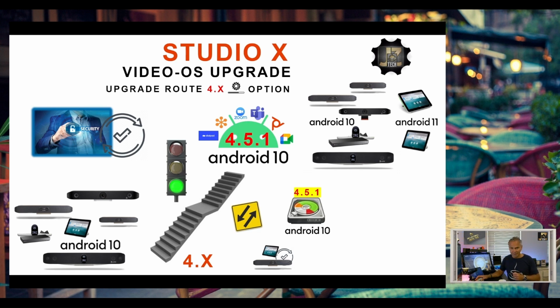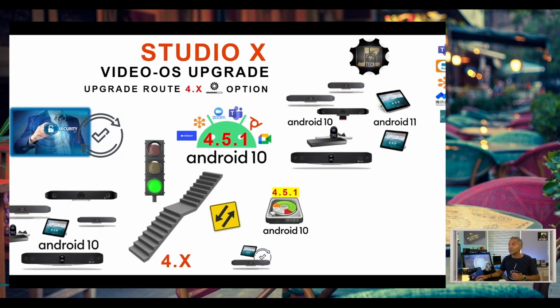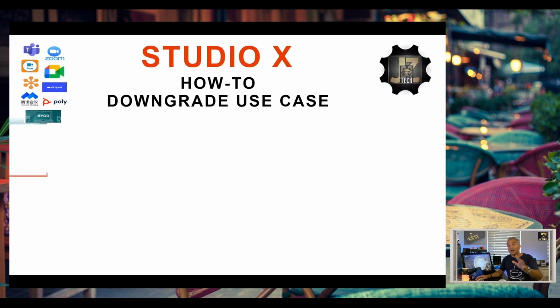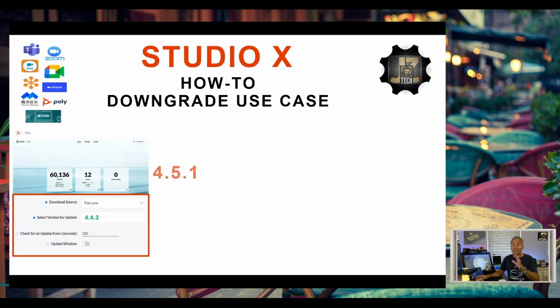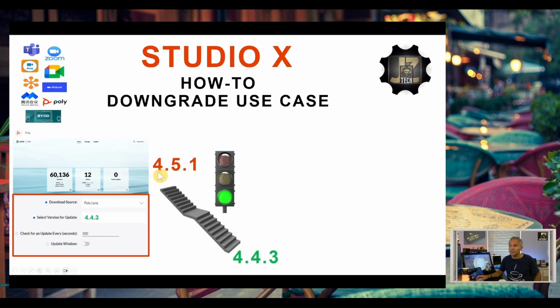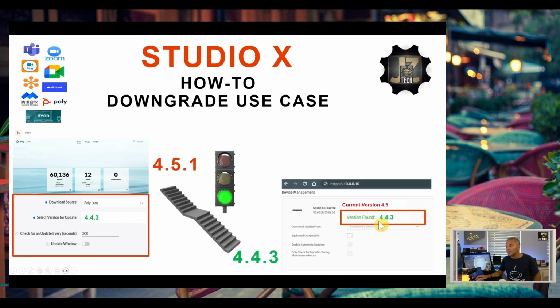This is probably important if you're working in Teams Admin Center or Intune, then it's good to know which Android versions if you need to create policies for that. The downgrade use case: if you need to go back, when you are on 4.5.1, you can always go back to a different version. Select that version in PolyLens, then automatically in the web interface you see it popping up and it will downgrade to that previous version. This is why I really like PolyLens, because you can go up, but you can also go down.